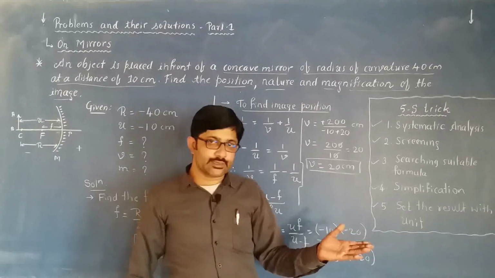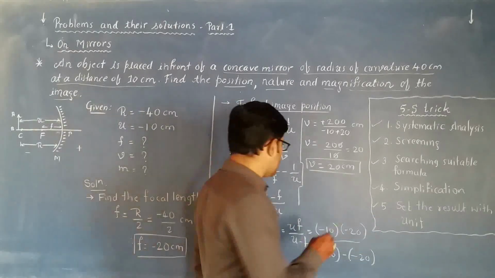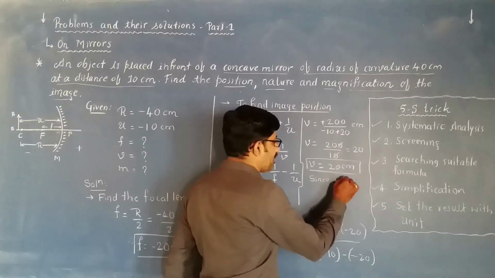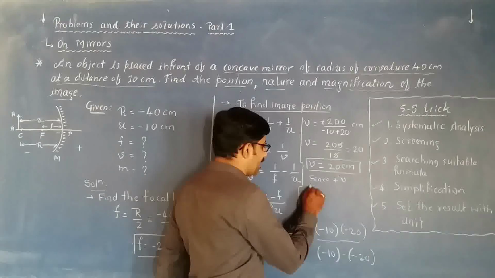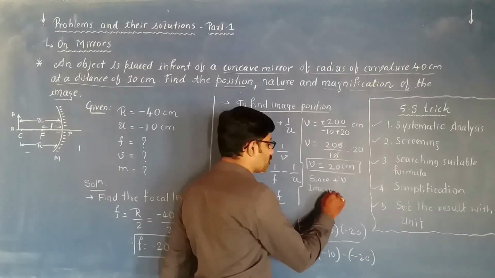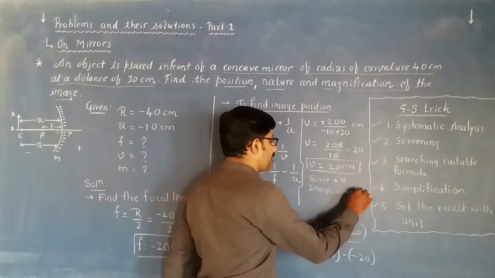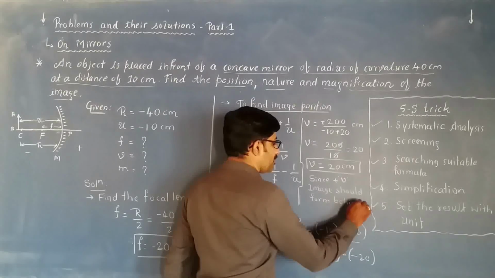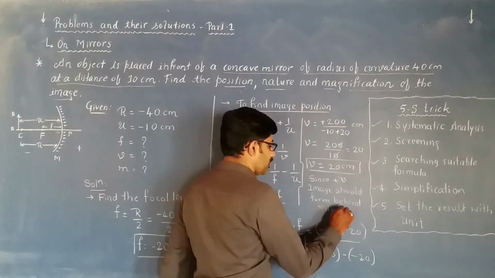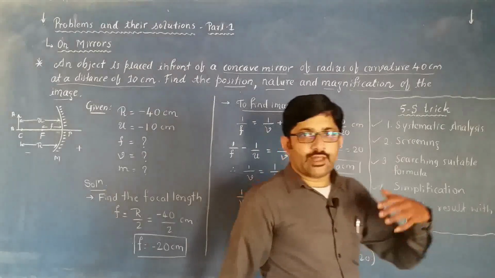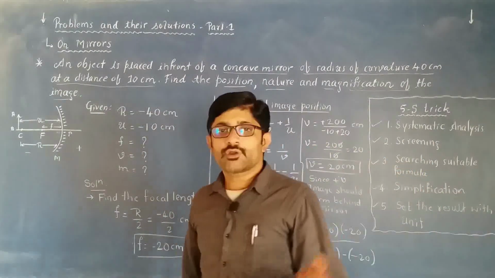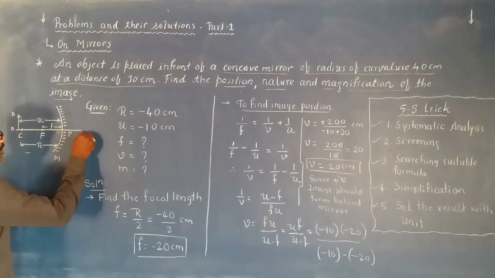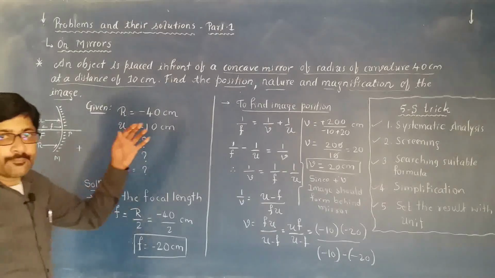So plus 20 centimeters means what? v positive means, since we have plus v, the image should be behind the mirror, or the image should fall behind the mirror. So we got the value of v which is positive. Therefore, the image should be on this side, plus 20 centimeter on the right hand side of the mirror.